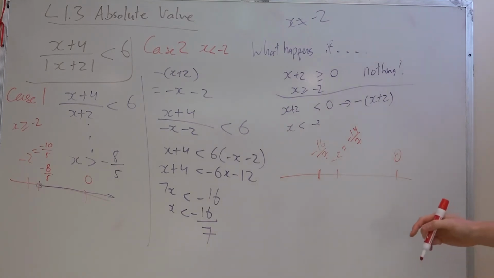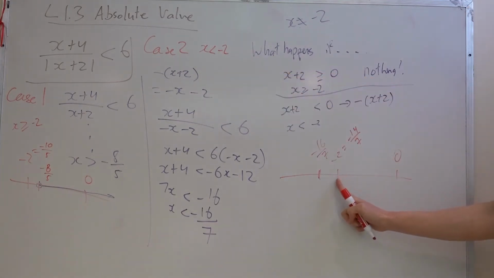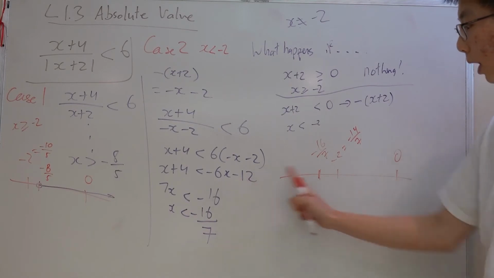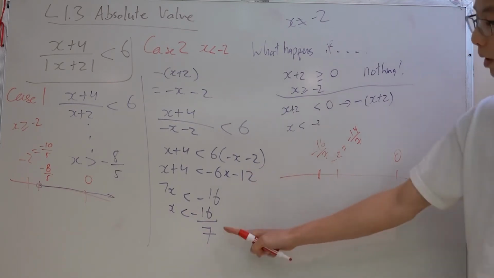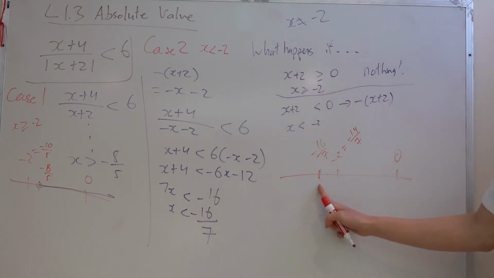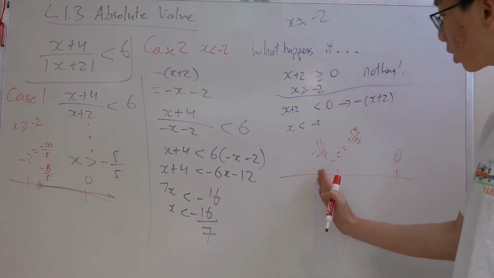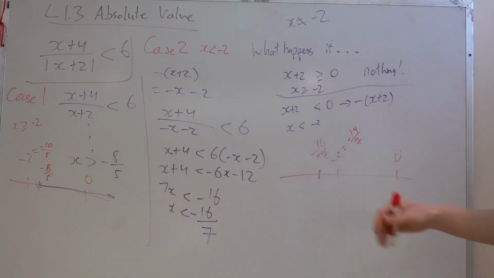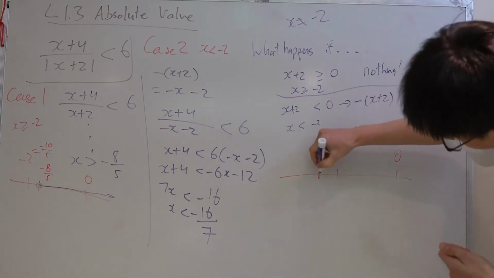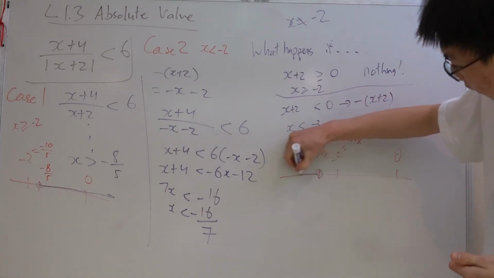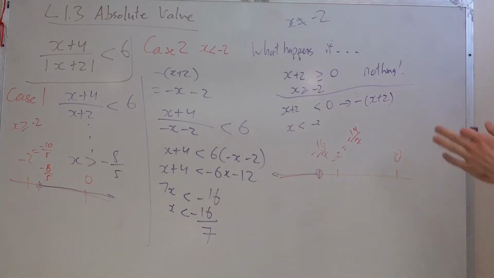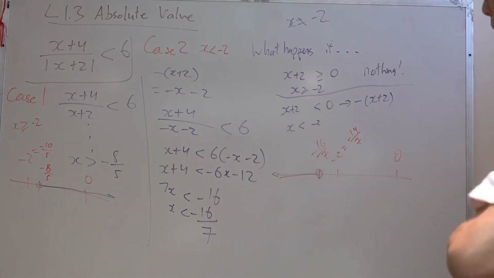And our requirement was that x is less than negative 2, so it's somewhere in this region. But then we have this other condition that says x needs to be less than negative 16 over 7. So that means our solution set is everything to the left of negative 16 over 7. Let's draw that in. Remember, we're not including negative 16 over 7. It's just everything to the left of it. And that would be our answer.